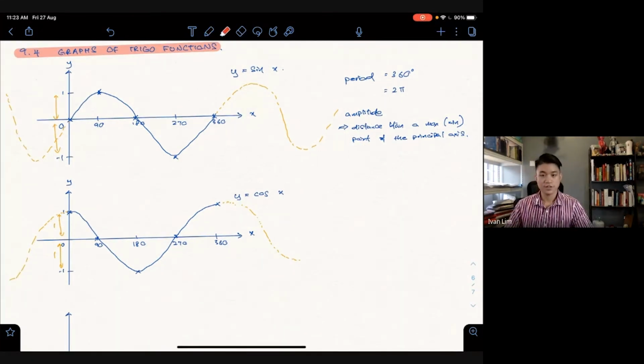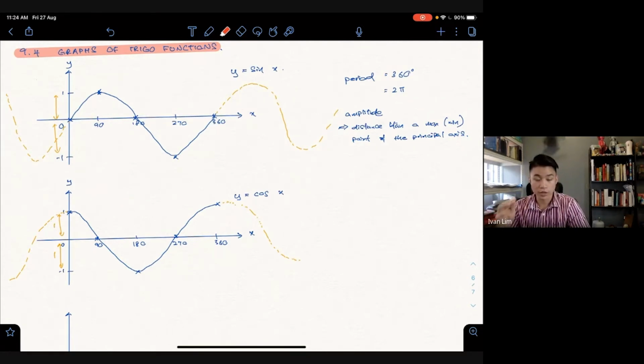Okay, let's continue again. Sine and cos graphs are like cousins, because they are actually related to each other. If you see a cos graph and a sine graph, it's exactly the same shape. It's just a shift of 90 degrees. So recognize this pattern, because you might need to use this knowledge and see how they are related to each other.